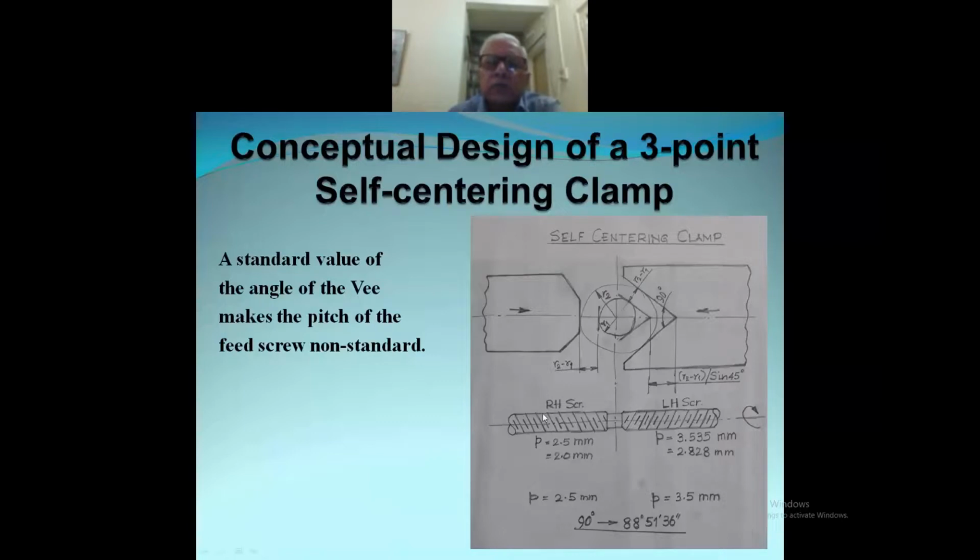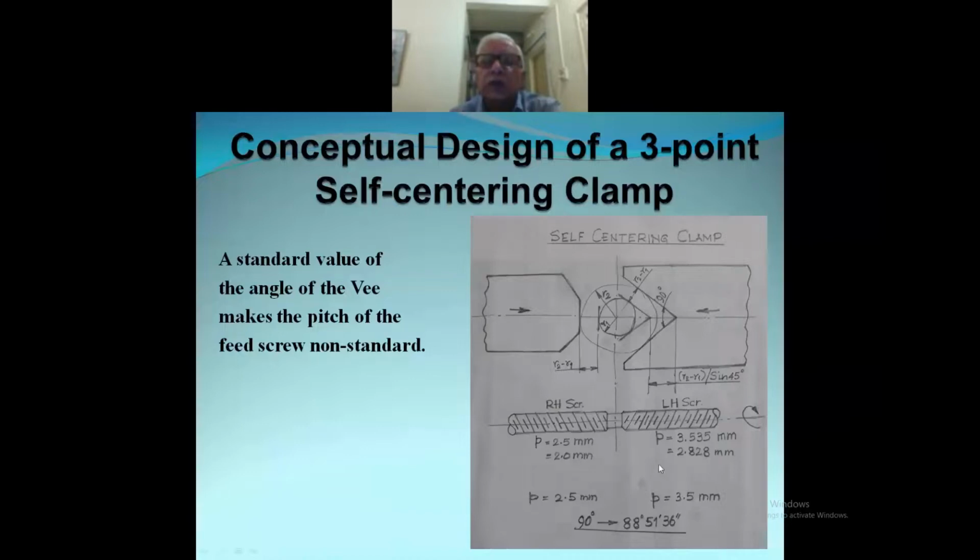Now look at this. I have to design this screw. Say for the left screw, I take a pitch of 2.5 millimeter. Before that, let us see, when I change the radius from R1 to R2, the flat anvil moves R2 minus R1, and the V moves by (R2 minus R1) divided by sine 45 degrees. Now, if I take a pitch of 2.5, which is a standard pitch, for the other screw the pitch comes out to be 3.535. Or if I take a standard pitch of 2 millimeter, then this one comes to be 2.828 millimeter. Now, who is going to make a screw of this type of pitch? It is not possible with a normal lathe and all that.